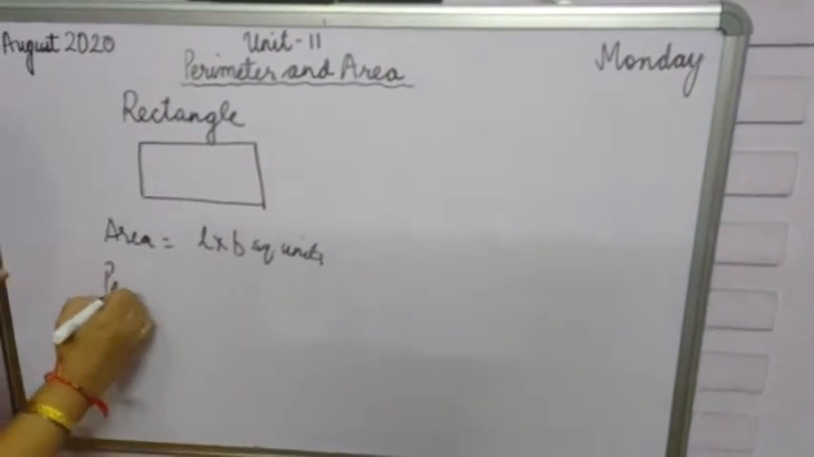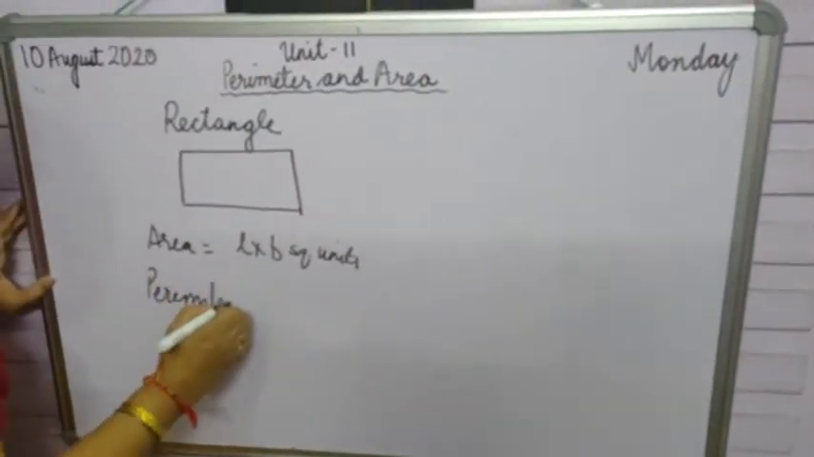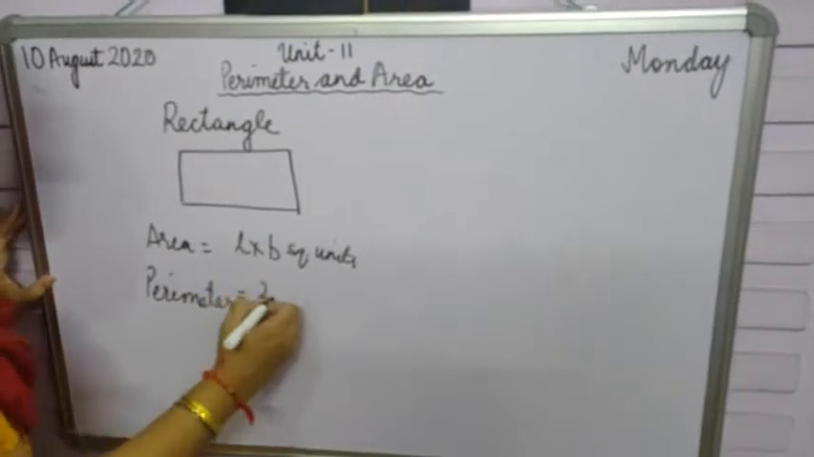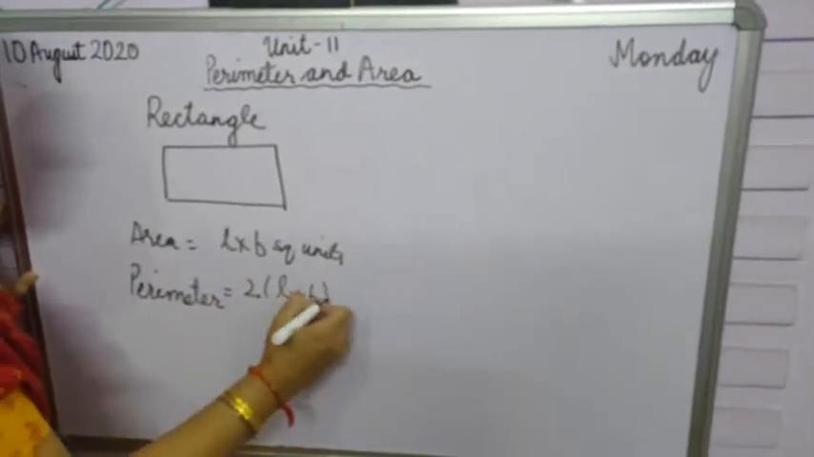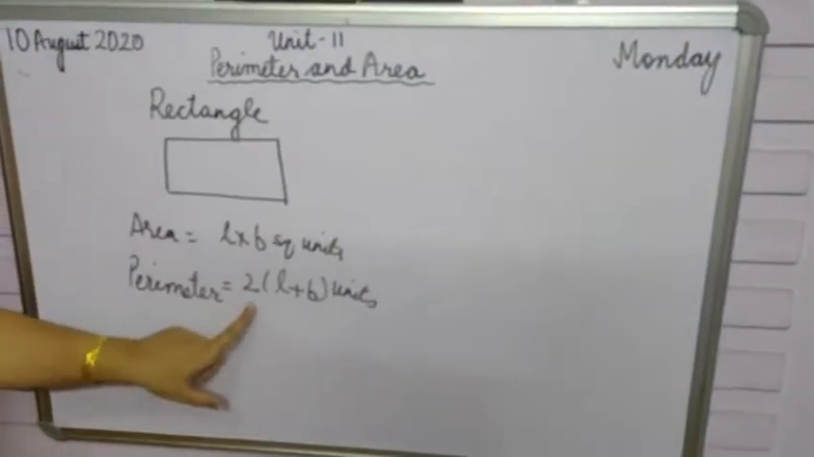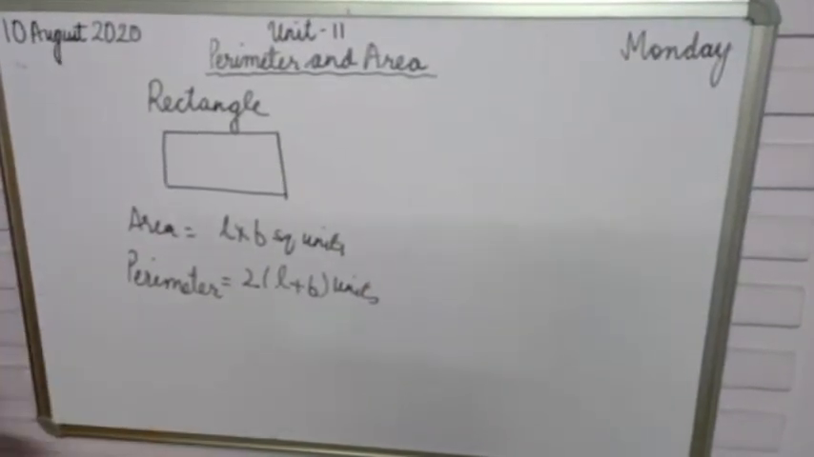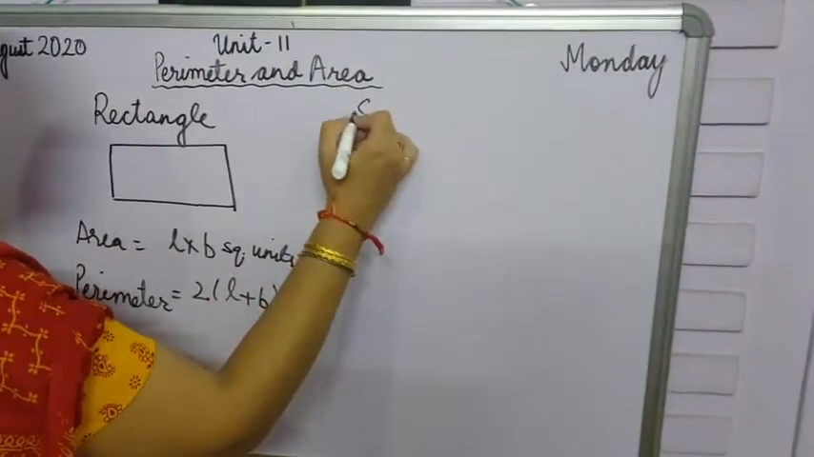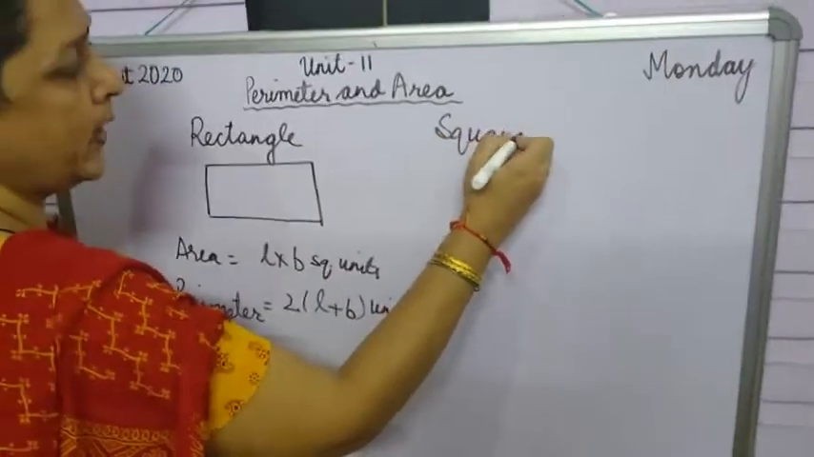And if we talk about perimeter, now perimeter is the total length of boundary. Since it has two lengths and two breadths, the formula for perimeter of rectangle is 2 into (L plus B). Another shape which we have already studied is a square.